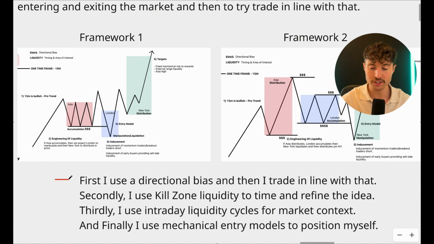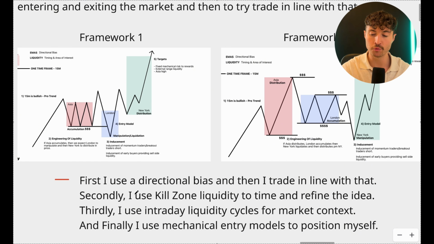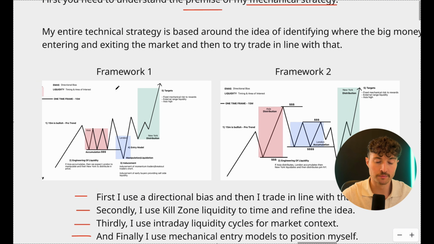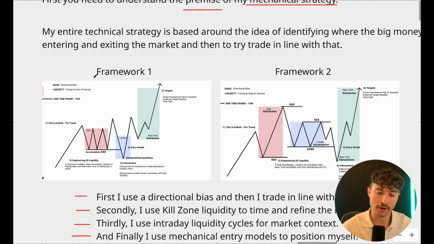First, I use directional bias and then I trade in line with that. Secondly, I use kill zone liquidity to time and refine the idea. Thirdly, I use intraday liquidity cycles for market context. And finally, I use mechanical entry models to position myself into the market. So I've broken the system down into two simple frameworks, framework 1 and framework 2.